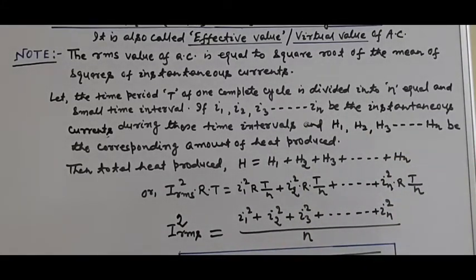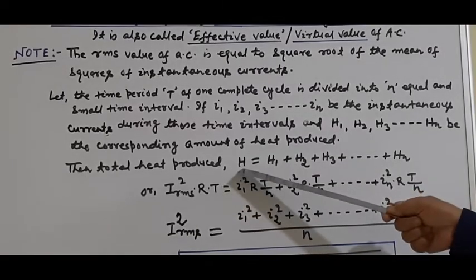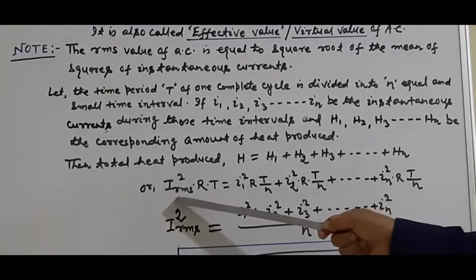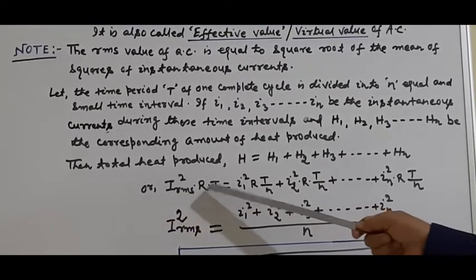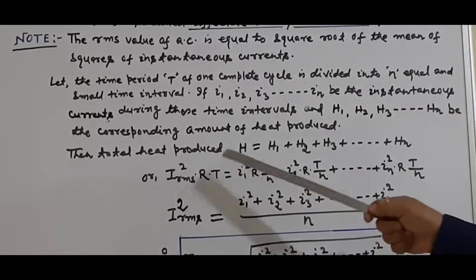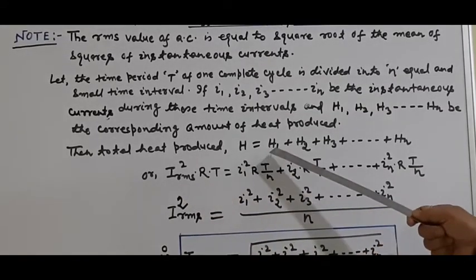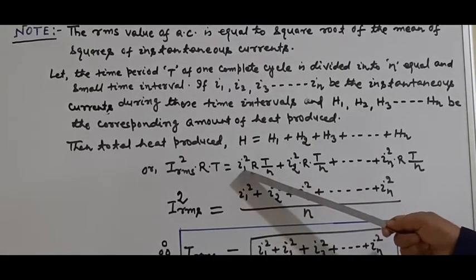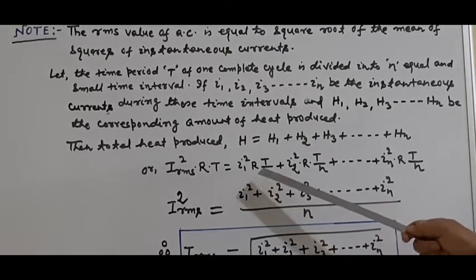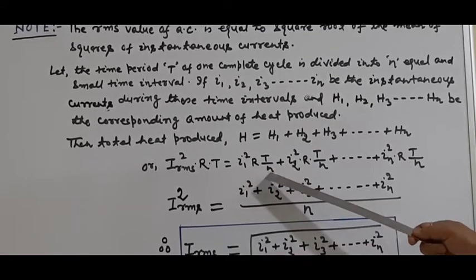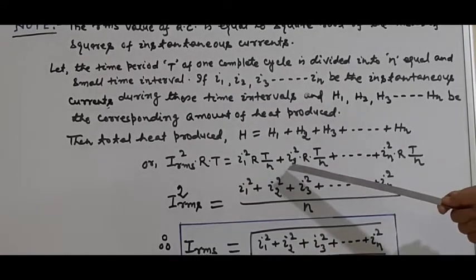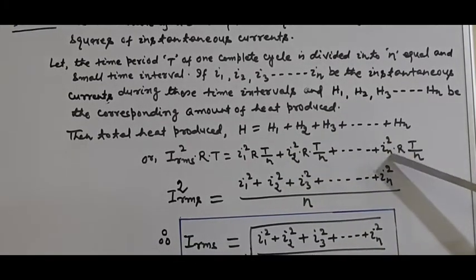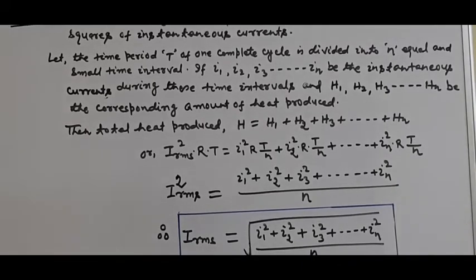Now put their values. The heat produced by RMS current in a conductor of resistance R in time period T is equal to I_RMS square R T. We already derived that. And this must be equal to, for H1, I1 square R T by n. I1 is the first instantaneous current, R is the resistance of the conductor, T the complete time period which is divided in n parts. Similarly, the second heat produced, H2, is equal to I2 square R T by n, and so on. Hn is equal to In square R T by n.